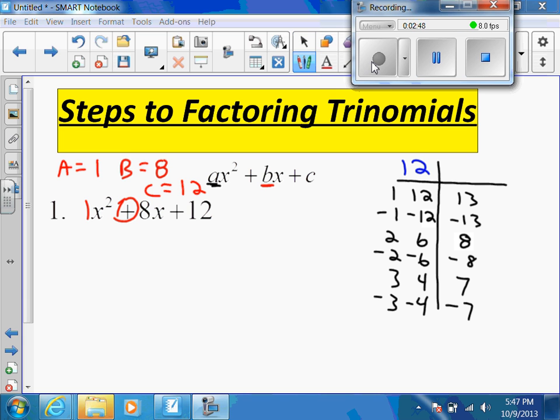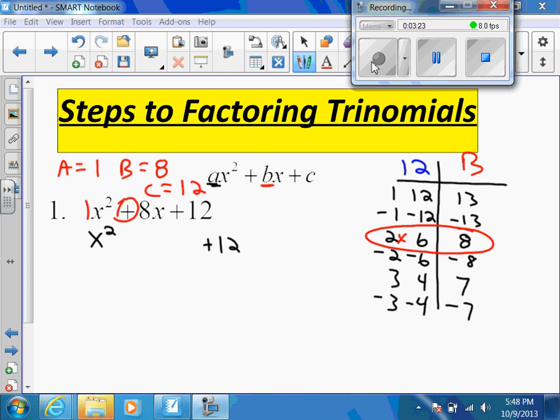So what am I looking for? Well, I'm looking here for the B value, the B value in this column. What's B? 8. So I look down and I find 8. That's the row that I want. So the next thing I do is take and break the middle term into 2 terms. I bring down my first term, bring down my last term, and split the middle 2 up.